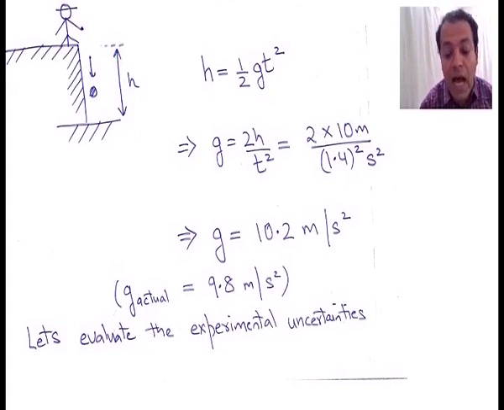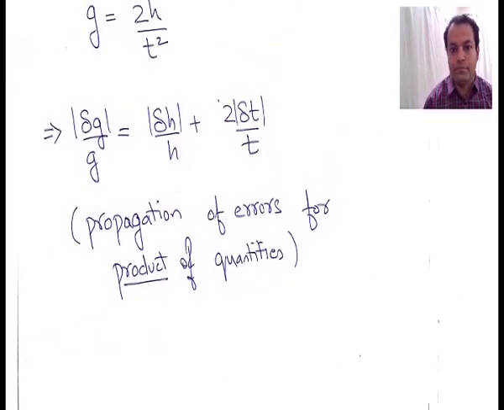Now that's a little higher than the actual value of g. But then there are experimental uncertainties involved. So what one needs to see is whether your actual value lies within these experimental uncertainties. Let's look at the equation again. g is 2h upon t square. I can now use the propagation of errors for a product of quantities.